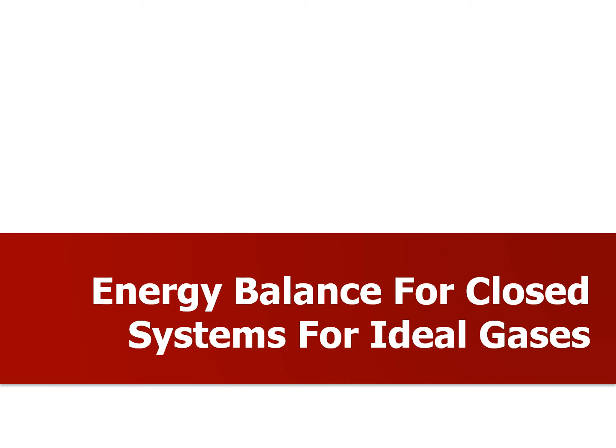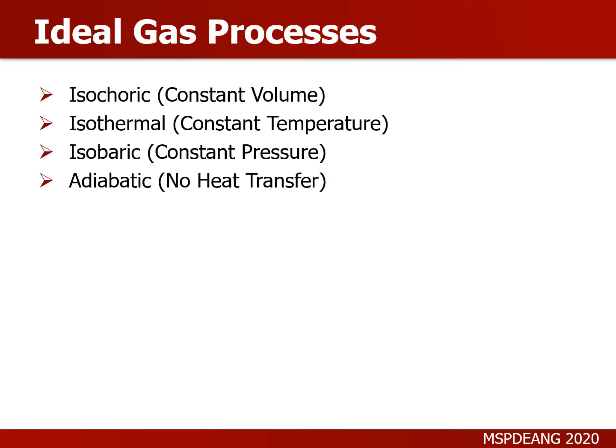And with that, let us now proceed to the actual energy balances for closed systems for ideal gases. We can express four simple processes for ideal gas processes, namely an isochoric process, which is a process that occurs at constant volume, an isothermal process, which occurs at constant temperature, an isobaric process, which occurs at constant pressure, and an adiabatic process, which occurs at no heat transfer. So the system is perfectly insulated and there is no heat exchange between system and surroundings. So isa-isahin natin to.